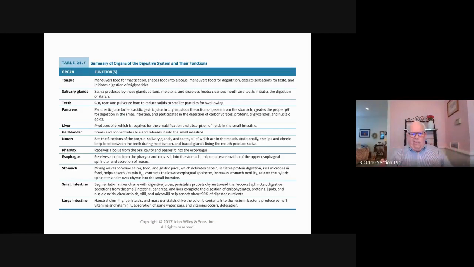And this is a summary. And it's a good summary. It goes from the tongue all the way down to the large intestine. It tells you the major function of the GI tract. There it is, okay?